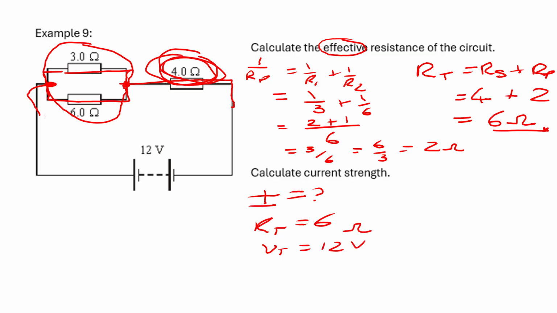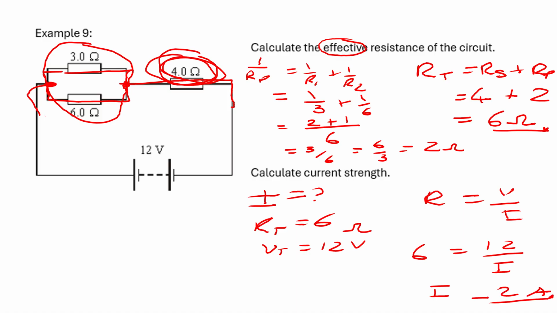Okay, so we have those ones really easy again. Your R is equal to V over I. R is your 6, V is your 12, and I is what I'm looking for. The I and the 6 swap places, and you can then say 12 divided by 6, and 12 divided by 6 is 2 amps. Okay, so your answer is 2 amps over there.